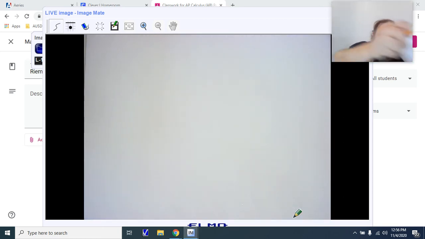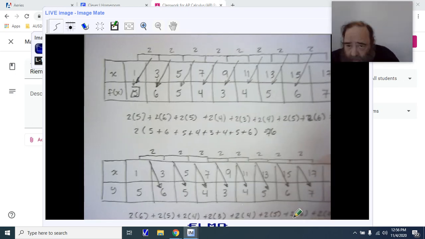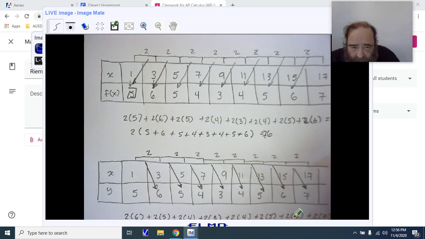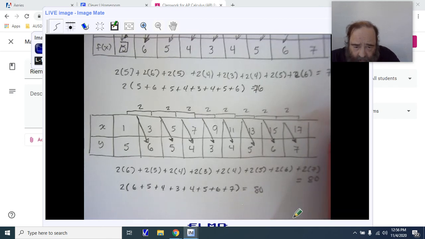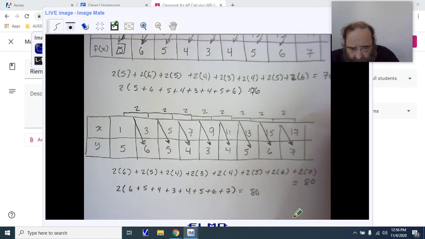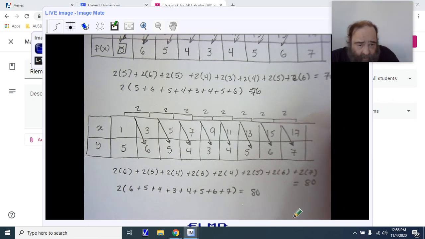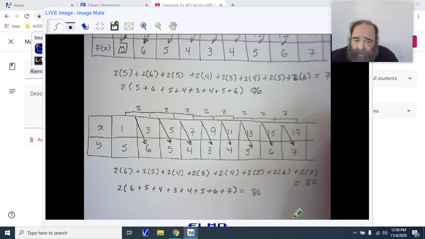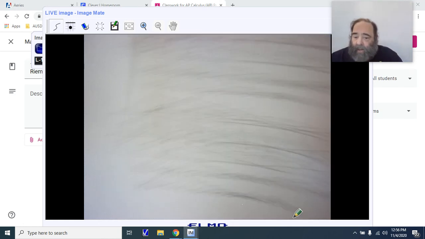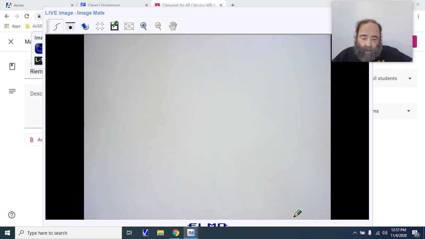Then we had our left and our right Riemann sum. The left Riemann sum uses the left value and the gap. The right Riemann sum uses the right value and the gap. So keep in mind that means the trapezoid is simply an average between the right and the left Riemann sums. Okie doke. That's our Riemann sums.